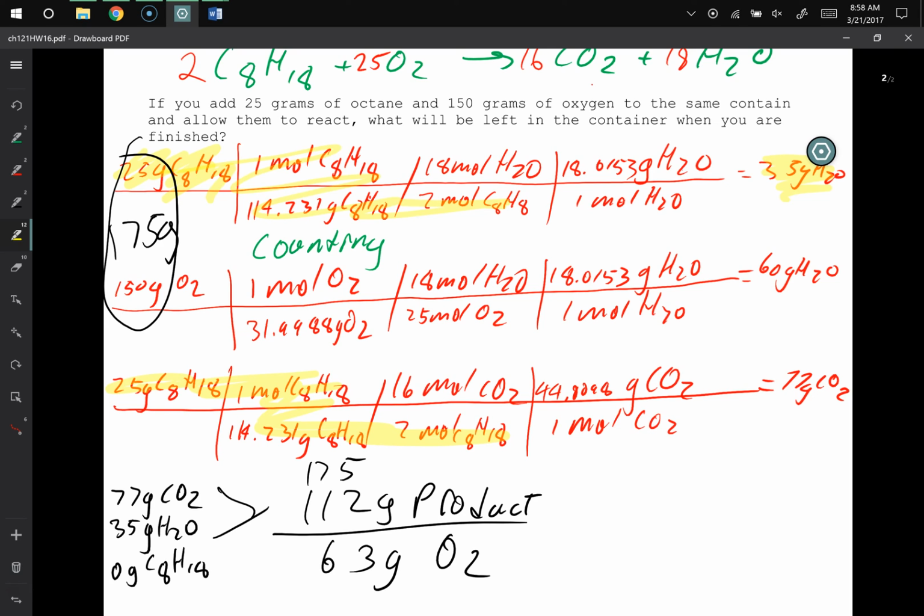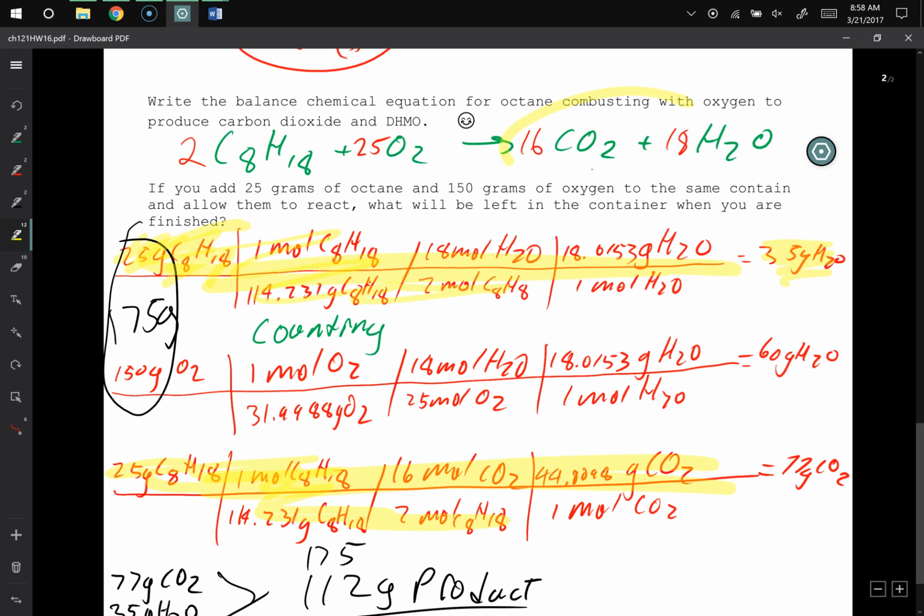So in this case, I did this one right here twice. How come? Because I had 2 products. So I needed to do it once for each product. If there were 3 products, I'd need to do it a 3rd time. If there were 10 products, I'd need to do 10 railroad tracks with the octane.